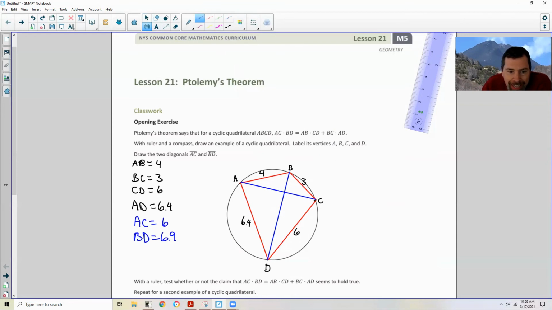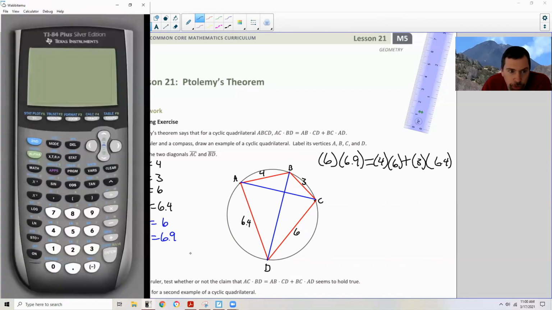It may be not exact, but it says here that AC, which is 6, times BD, which is 6.9, the product of the diagonals equals the sum of the products of opposite sides. So AB is 4 times the opposite side, which is CD, which is 6, plus BC, which is 3, times the opposite side of that, which is AD, 6.4. Okay, so there are our values for this.